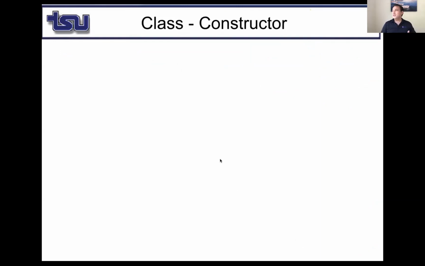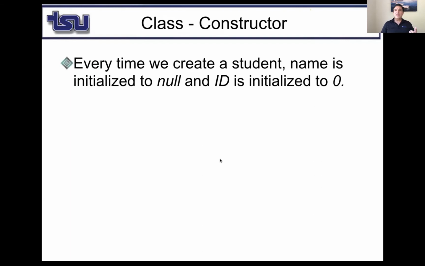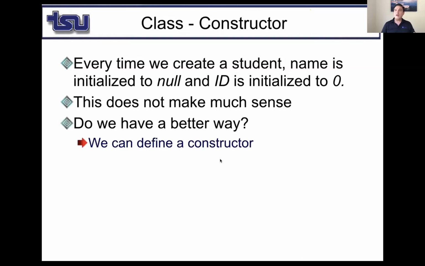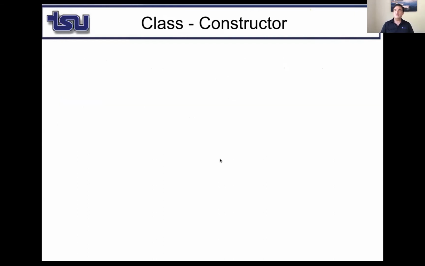Okay? So, is this good? I mean, look, every time I create a student, name is initialized to null and ID is initialized to 0. Is this good? I mean, it is actually very funny, right? And it doesn't make much sense. Is there any way that we can somehow, at the time that we create our object, also initialize them to more meaningful values? We can define a constructor to do that, okay? So constructors are to initialize your data members.